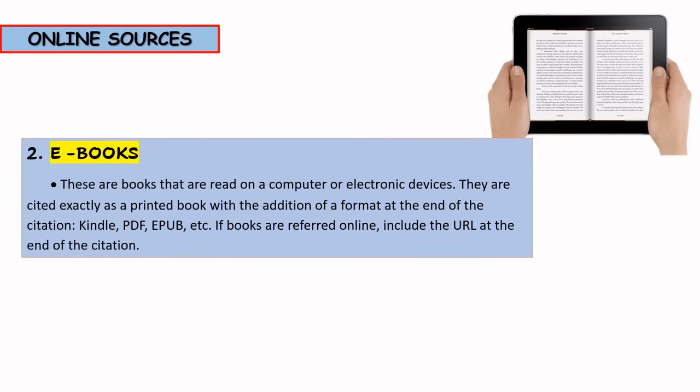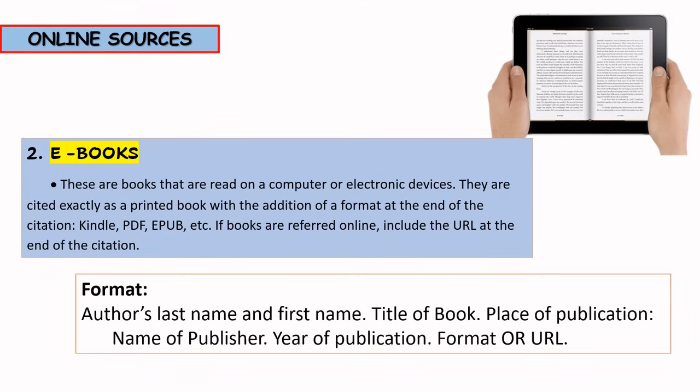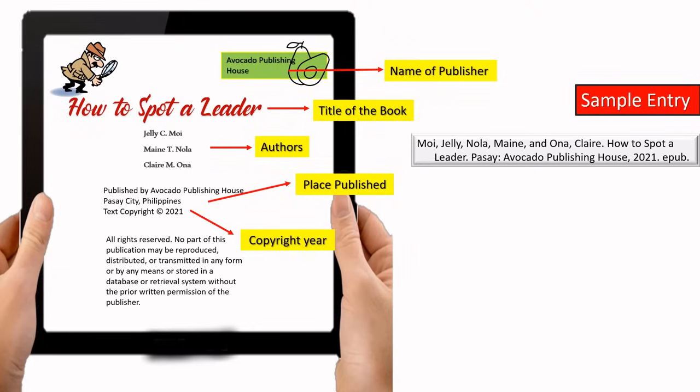This is the sample format of writing an e-book bibliography. Author's last name and first name, period. Title of book, period. Place of publication, colon. Name of publisher, period. Year of publication, period. Format or URL, period. Look at the sample bibliography entry here.